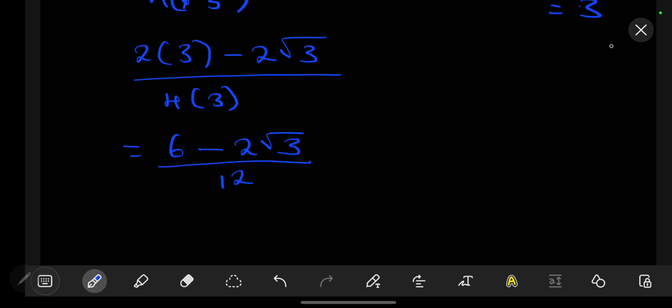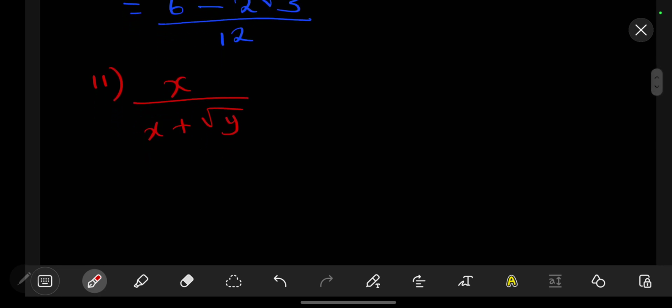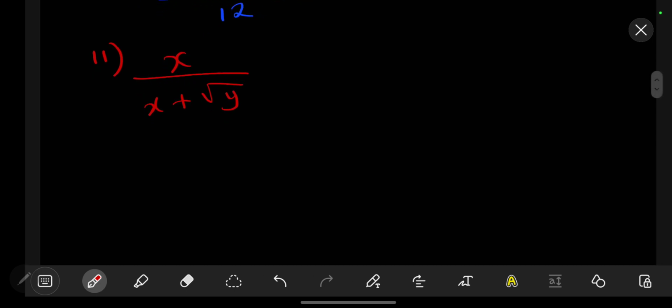Let's look at our next problem. Let's say we have x over x plus the square root of y. So how do you do this one? The conjugate of a number simply means if you have, let's say, 3 minus 5, the conjugate of this number is that you get the same numbers 3 and 5, and if there is a negative here, you put positive. So that is what we are going to do for this problem.